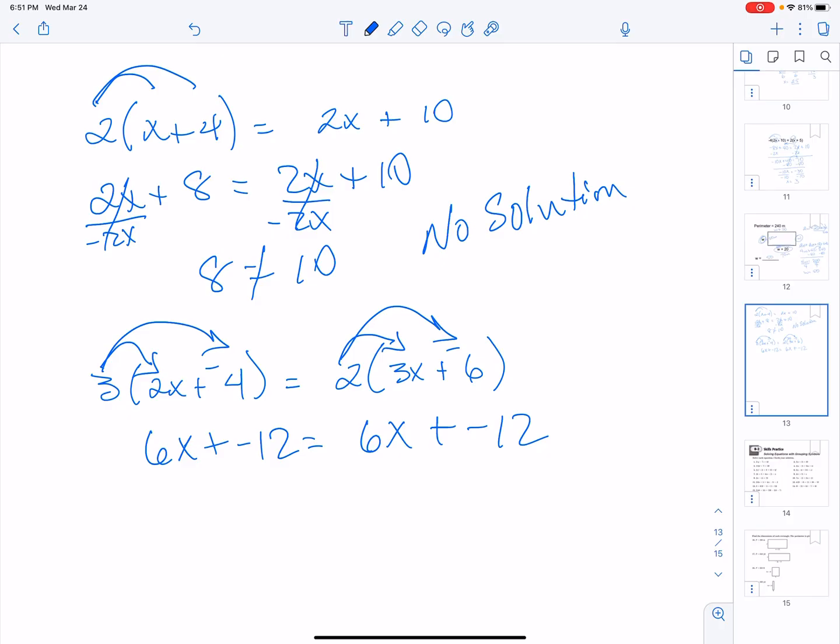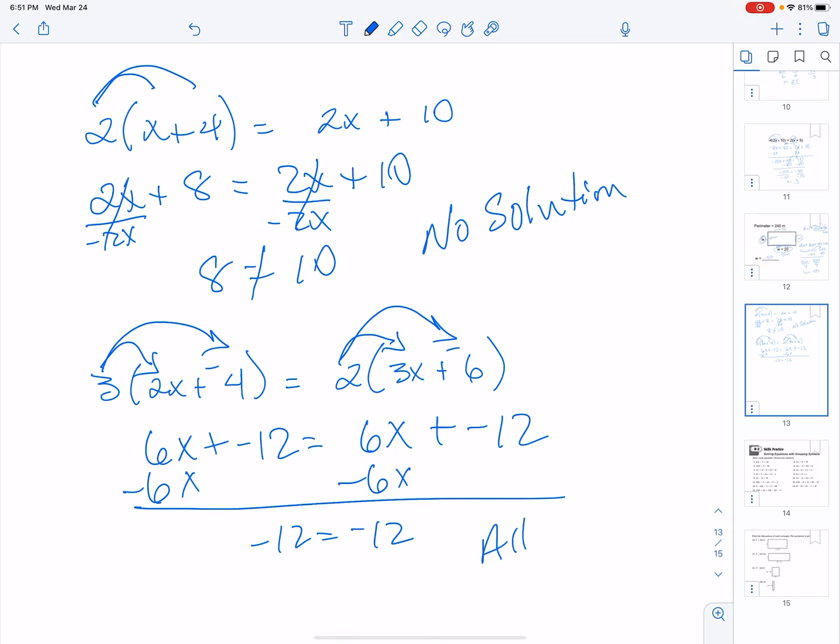Now, what do you see on this side? Well, on this one, if I were to subtract the 6x's away, I'm going to end up with negative 12 is equal to negative 12. Now, is that a true statement? Yes, it is. So what do we say in that situation? Well, in this particular one, what you'd say is all real numbers, because every number will work in that instance. So that's what we're talking about by solving equations with the distributive property.